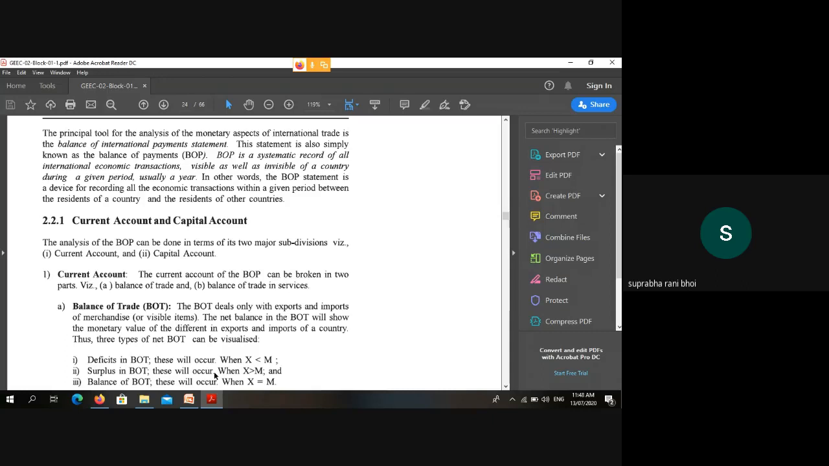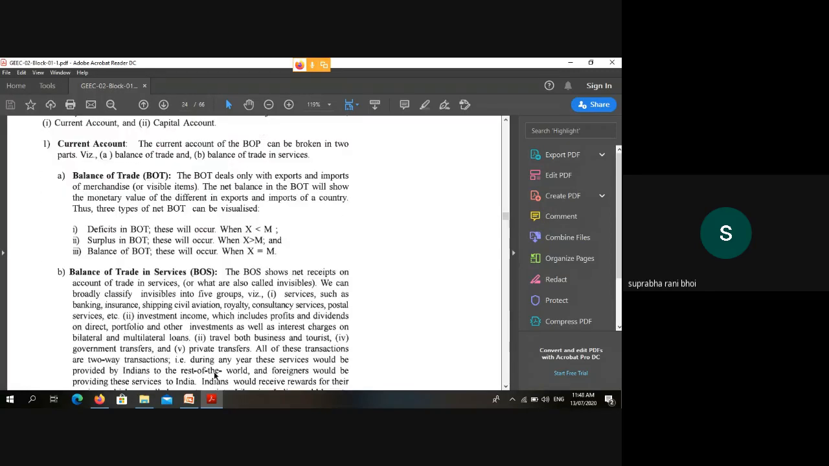When our balance of trade becomes balanced, our export of goods is equal to our import of goods. Clear? This is one account, or one side, of current account. Next, the other side of current account is balance of trade in services. From the very beginning, I have already explained that.